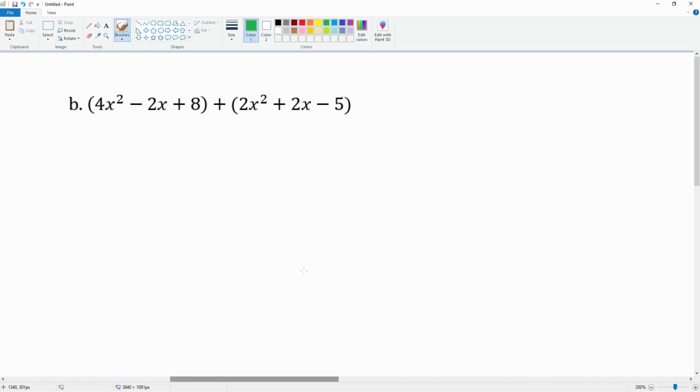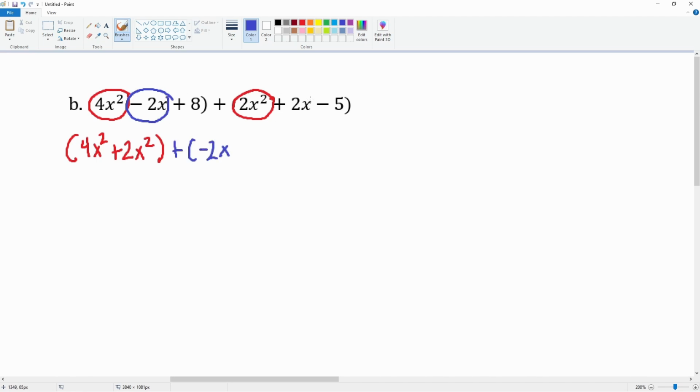Now let's take a look at B. Same idea. We start off with the highest degree, degree 2, and this is also degree 2. Parentheses 4x squared plus 2x squared. Then our next degree, we're going to add negative 2x, and that's with 2x here. Then our last one, which is our constant, 8 and negative 5.